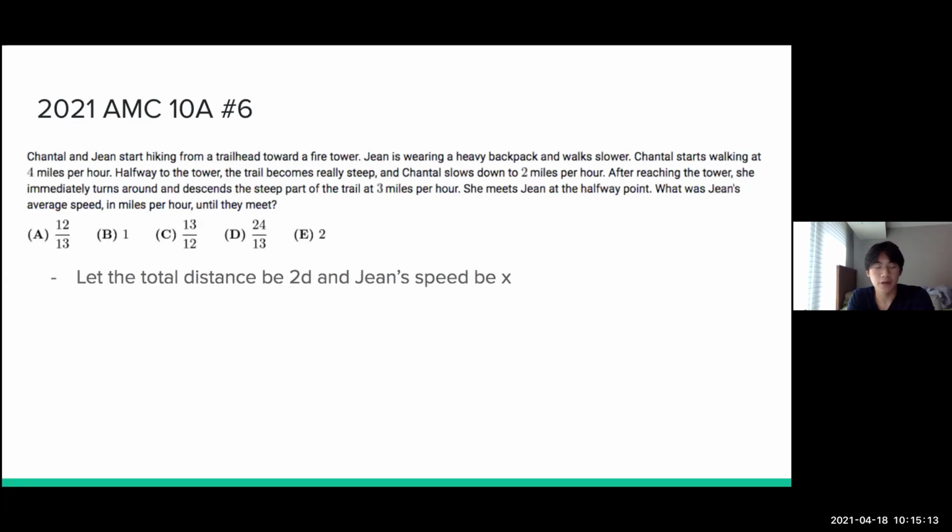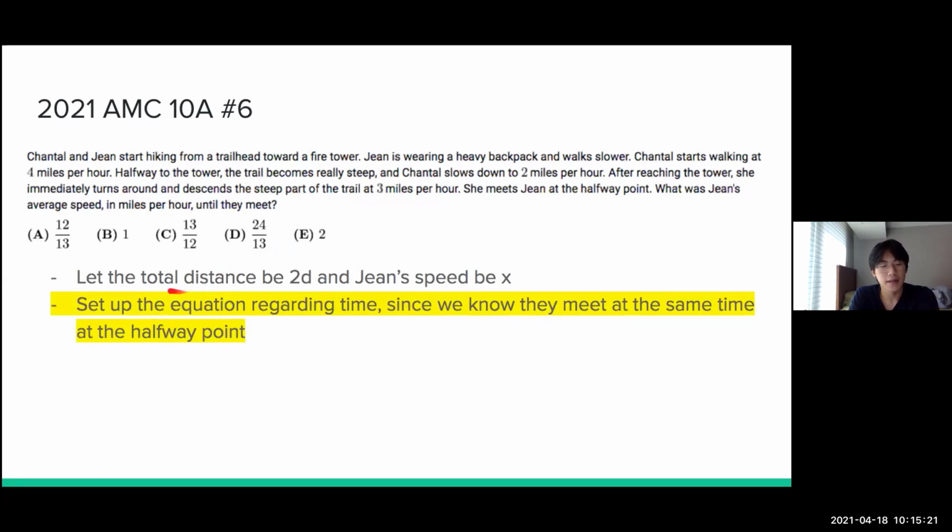Again, it's the same process that we did in the previous question. Let's let the total distance be 2d and Gene's speed be x. Again, we have to set up the equation, and this time it's regarding time, since we know they meet at the same time at the halfway point. If we try to set up an equation regarding, say, distance, then it would be much harder because we don't really know how to set up an equation for distance where both sides are equal.